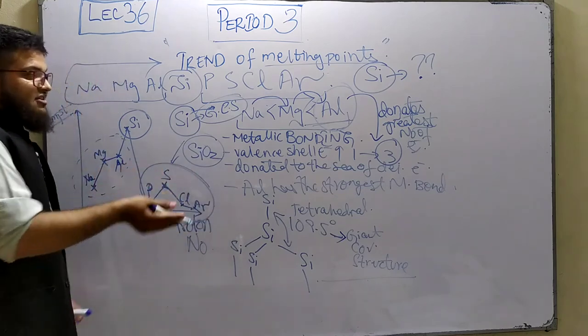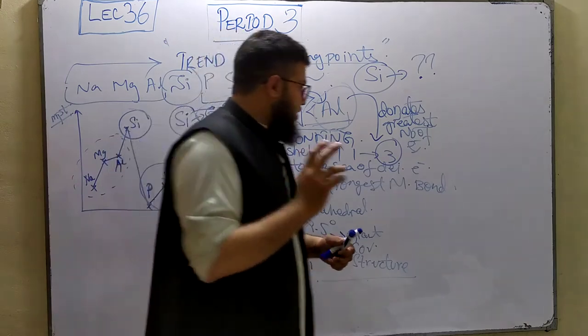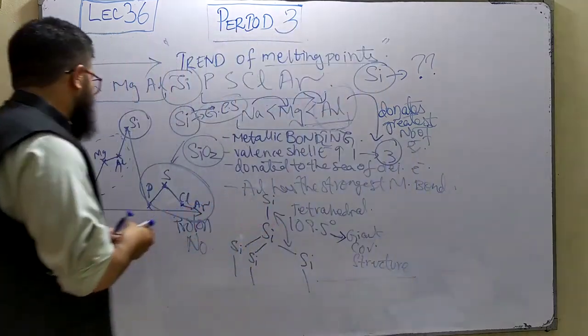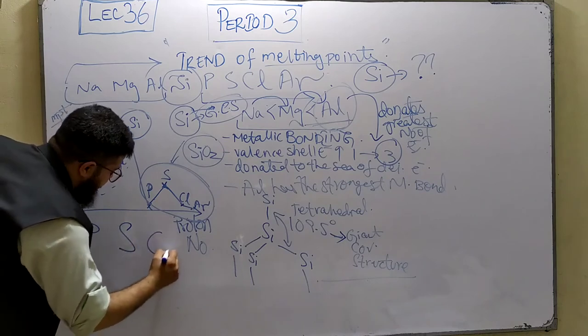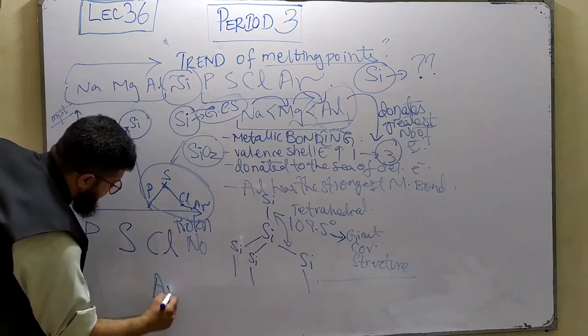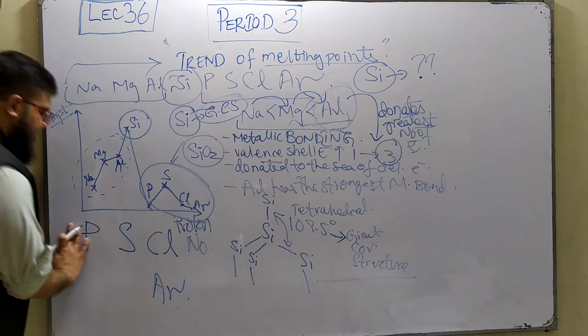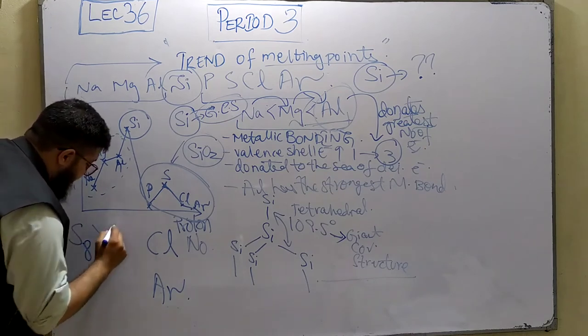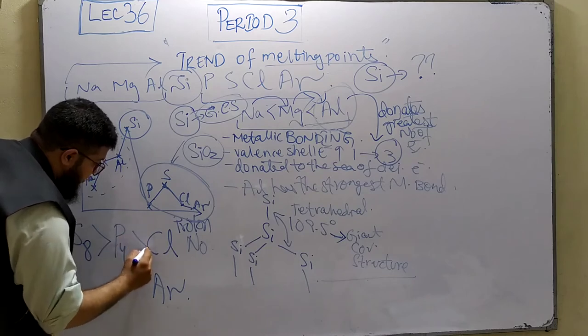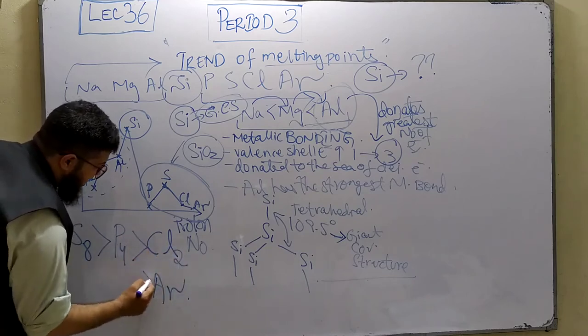These four elements have a separate question. Actually, they have two separate questions. Okay, so now phosphorus, sulfur, chlorine and argon. Now sulfur has the highest melting point, followed by phosphorus, followed by chlorine, and then finally argon.